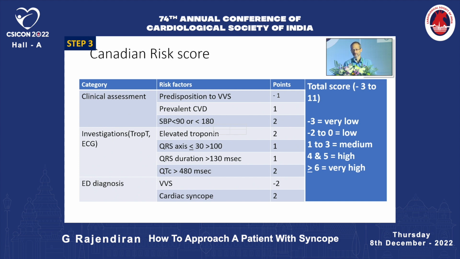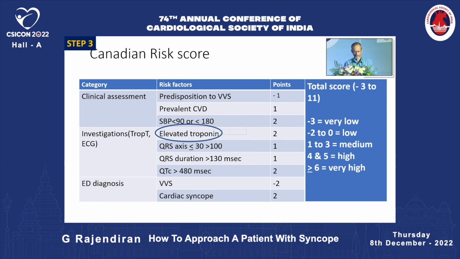You can use any of the risk scores. There are plenty of risk scores available in literature. This is the latest one which came in 2020, so I have chosen to do this. Apart from the basic history, ECG and blood pressure, here they have included elevated troponin T also.